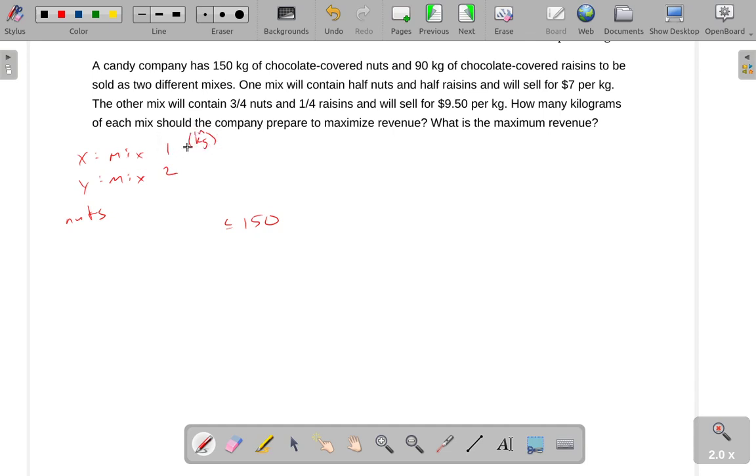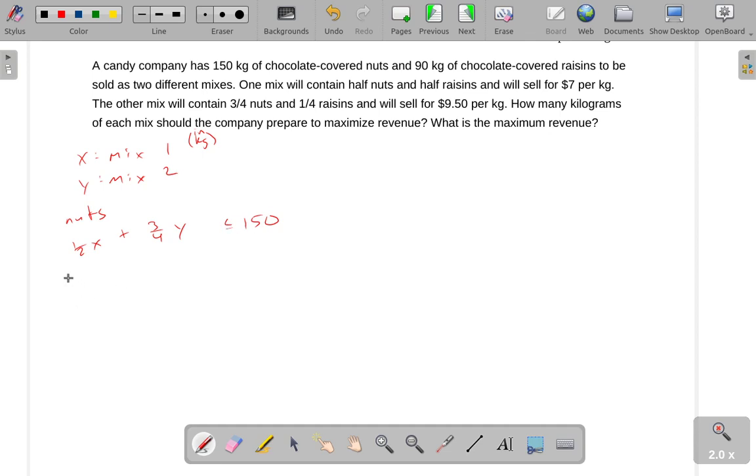So the number of kilograms of mix 1 is X. If we're trying to figure out the amount of nuts used in this first mix, well, it's half nuts and half raisins. So if we make, let's say, 10 kilograms of this first mix, then 5 of those kilograms were nuts. It's half the weight. So in general, half of X is the amount of nuts we used for that first one. The other mix contains 3/4 nuts. And if we make Y kilograms of this other one, then 3/4 of Y is nuts. So 1/2 X plus 3/4 Y should be less than or equal to 150.